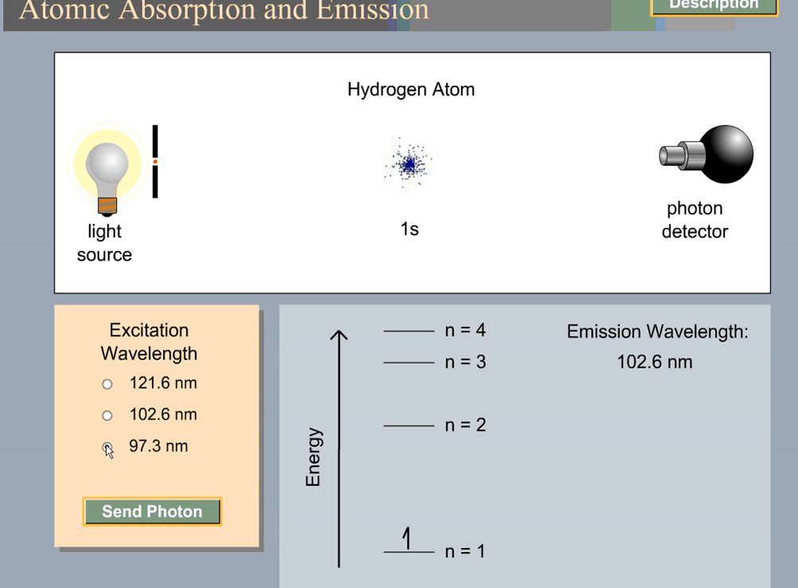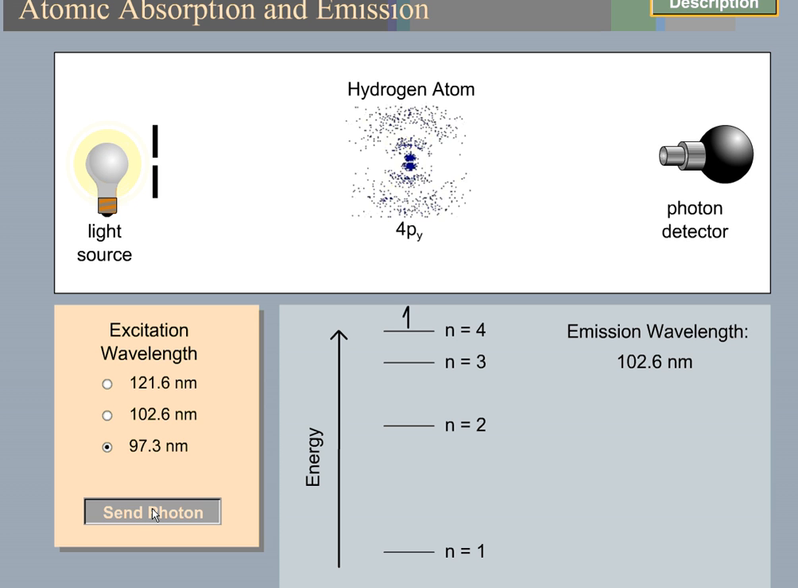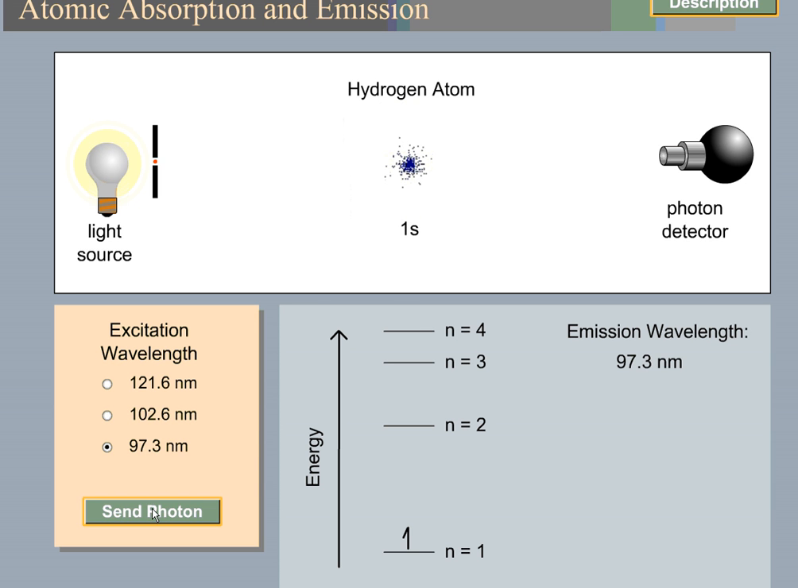And finally, let's try the shorter wavelength, which again would be the highest energy of these three. The electron jumps all the way up to the fourth level. In this case, it falls all the way down to the first level, so it just releases the one photon. Again, it jumps all the way up to the fourth level, falls to the second level, releases some energy, then falls to the first level and releases another amount of energy.